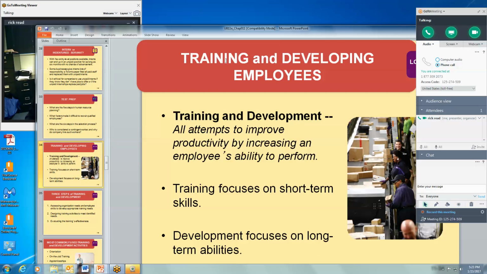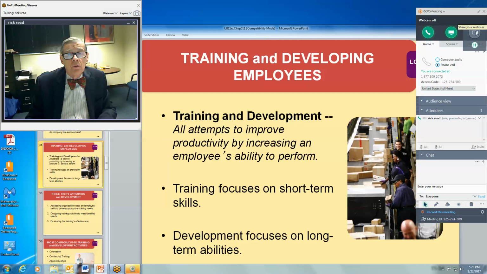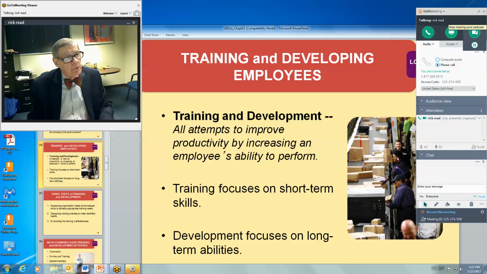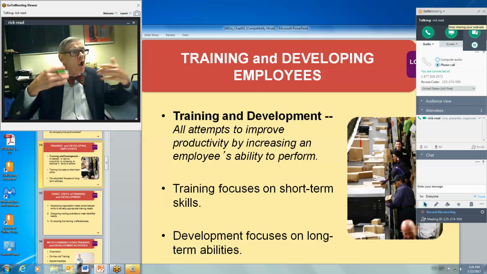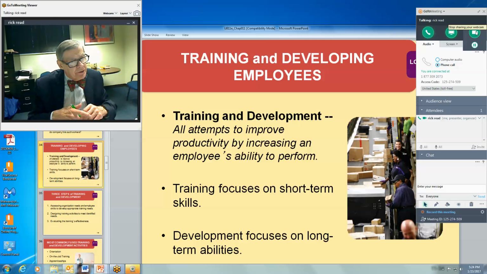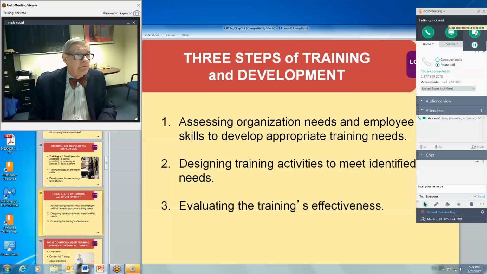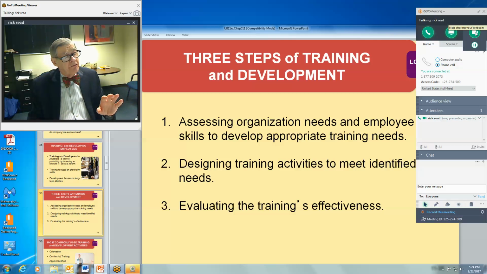We need to both train and develop employees. Now, there's a difference between the two, but we tend to mix and match. Training is teaching an employee to do a specific task. Developing an employee, on the other hand, is for the long term. We tend to develop people mostly based upon where they are in the company. And usually we think about developing managers, but we train rank and file people and supervisors.